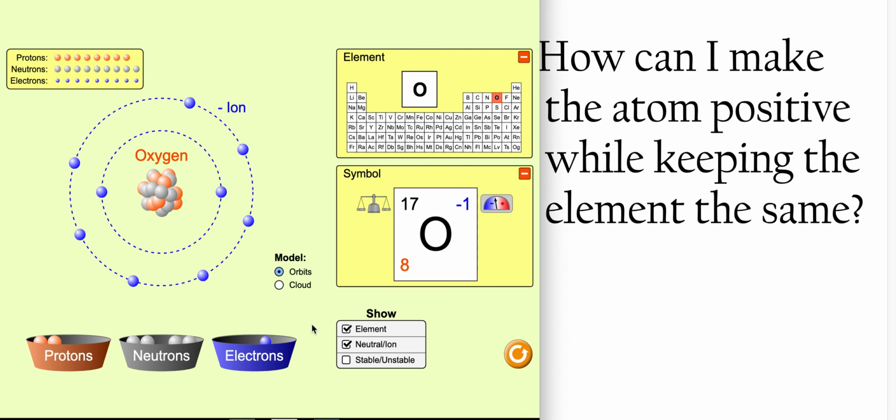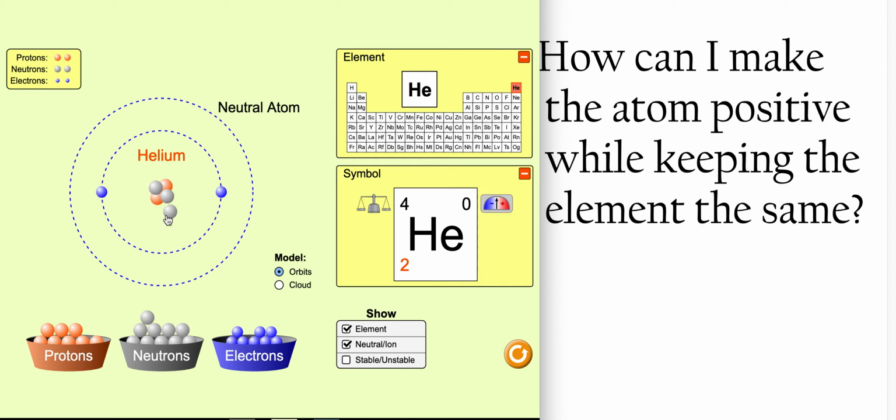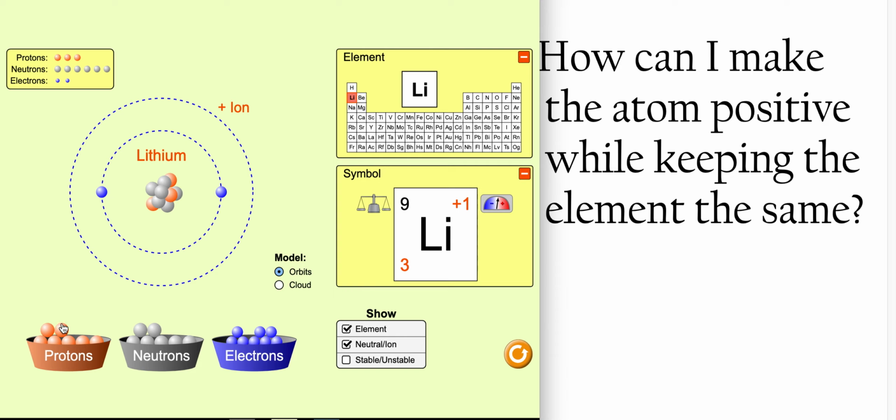The third is, let me reset this, how can I make the atom positive? So here we're looking at positive, or over here in the little box, we're seeing that it's a +1. How can I make the atom positive while keeping the element the same? So here I'm adding neutrons. Doesn't seem to be affecting my charge. Here I'm adding protons. I'm making it positive, but look, my element is changing.